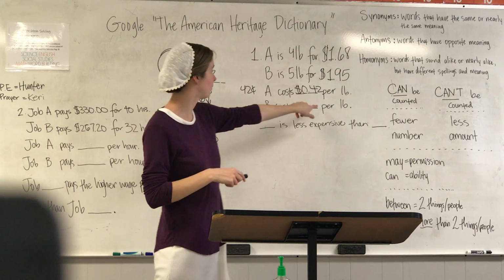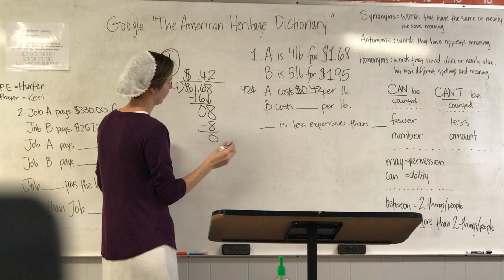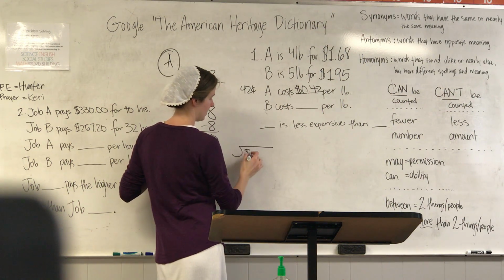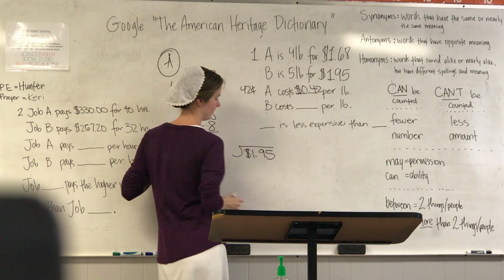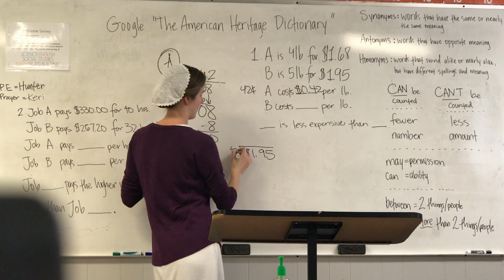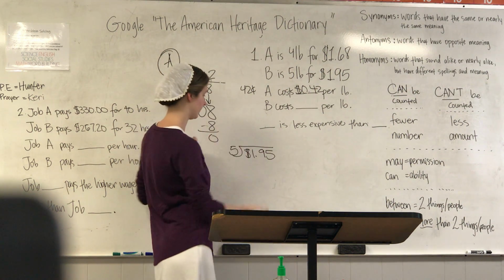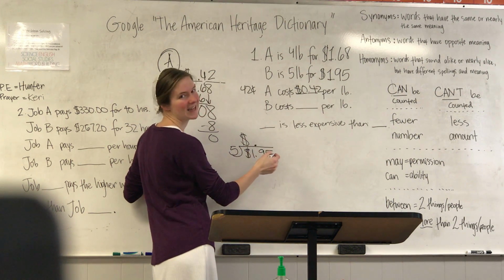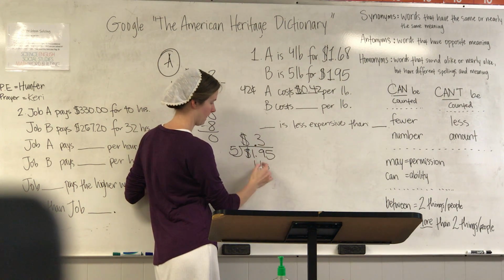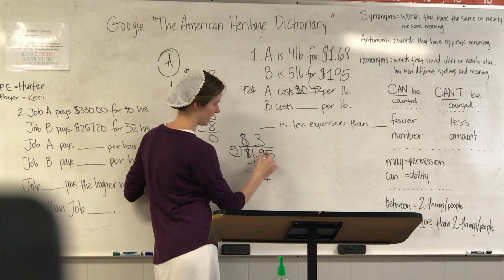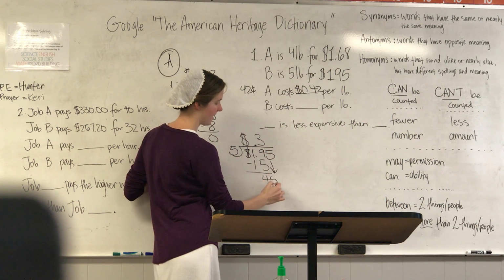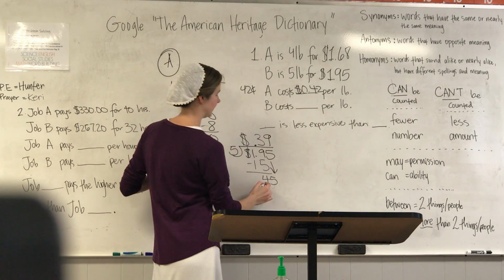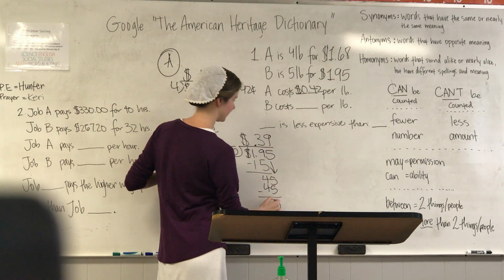Let's try this one. B costs blank per pound. How would we set this up, Sarah? We would put $1.95 divided by 5 pounds. This will tell us how much you would pay for 1 pound. Okay, bring up your decimal point, bring up your dollar sign. 5 goes into 19 how many times? 3. Drop your 9, take away 15, that leaves 4. Drop your 5. 5 goes into 45 how many times? 9 times. Remainder is 0.